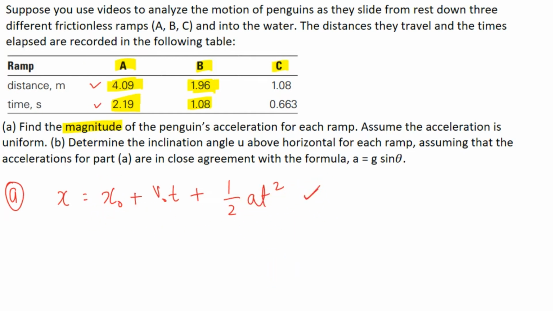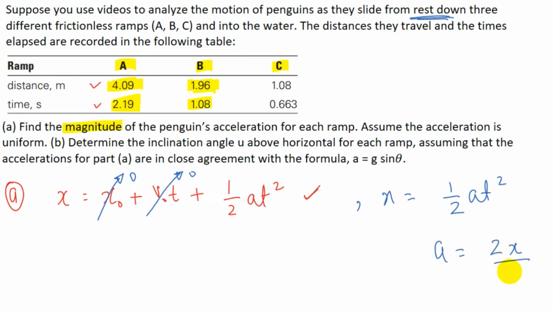And the initial velocity is 0 because it starts from rest. It is clearly written here that it starts from rest, so this v naught would be 0. And initial position x naught, we can assume it to be the origin, so x naught will also be 0. So from here we can write that the position x is equal to 1 over 2 a t squared, and from here we can write that acceleration would be equal to 2 times x divided by t squared.